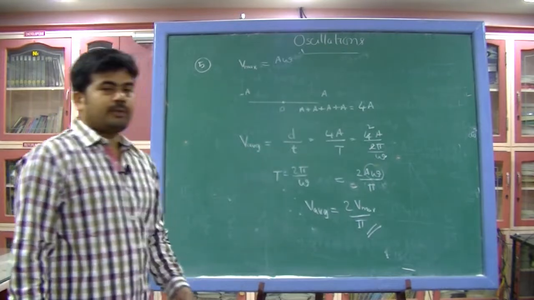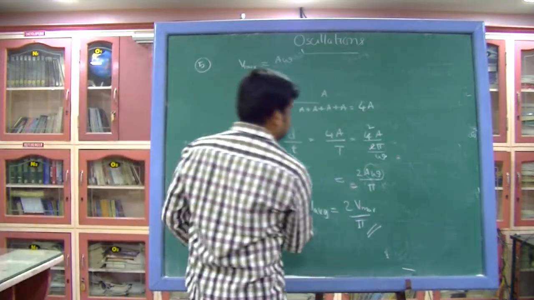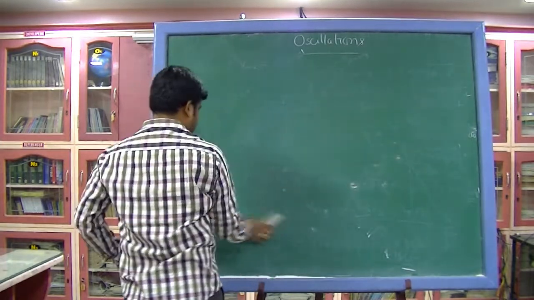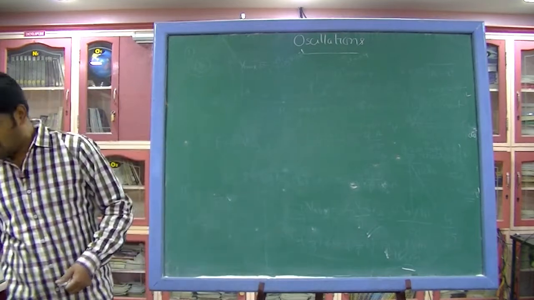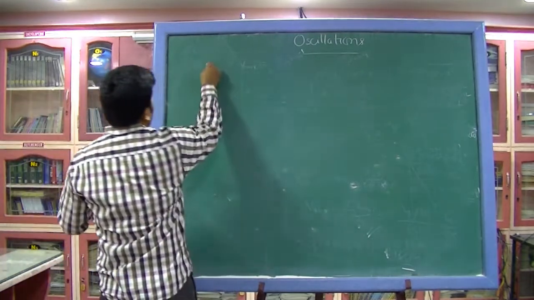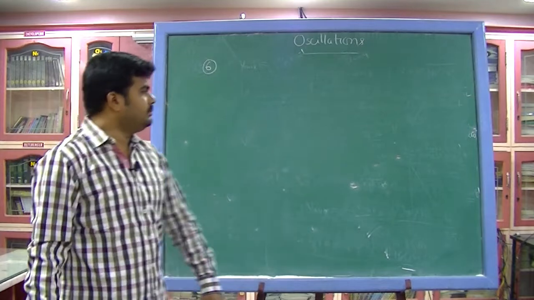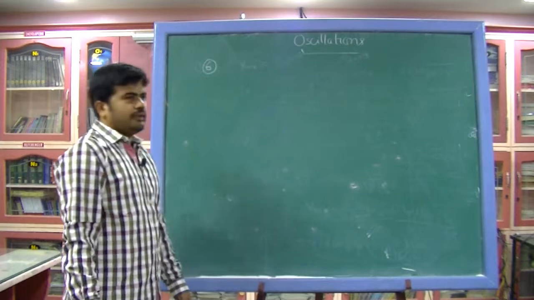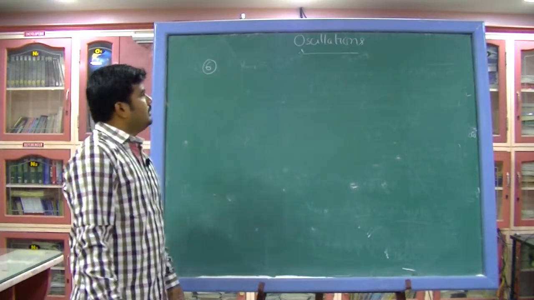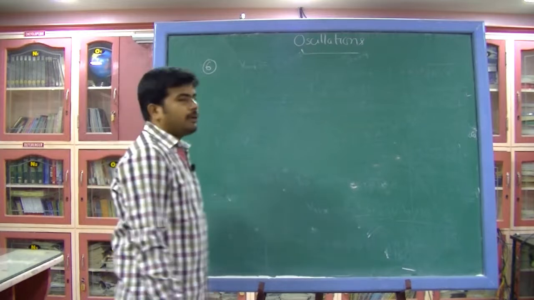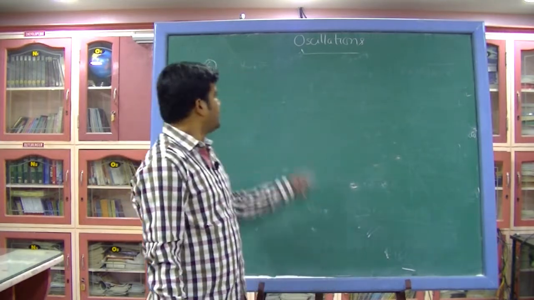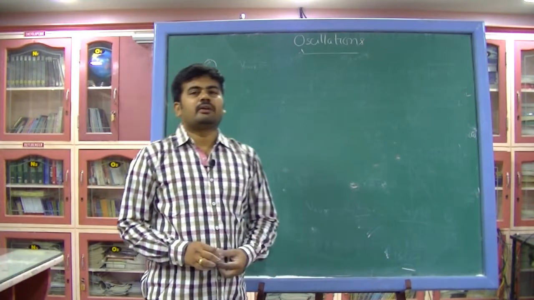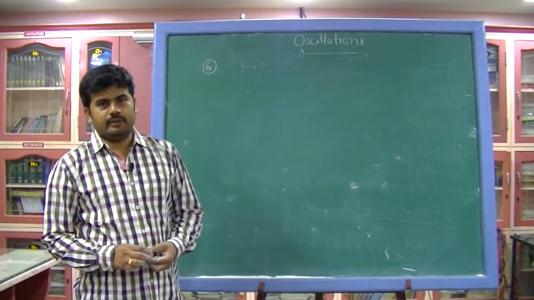Now, let us move on to the next problem. Question number 6. The question is: at what displacement from its mean position, for a particle doing SHM, does the speed of the particle become half of its maximum speed?